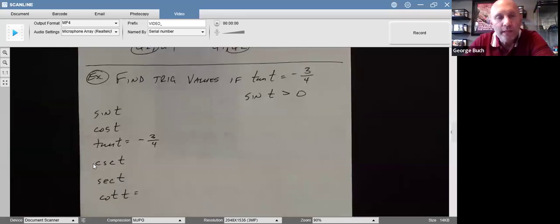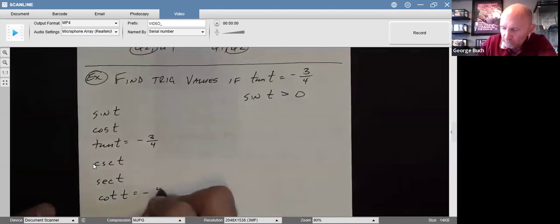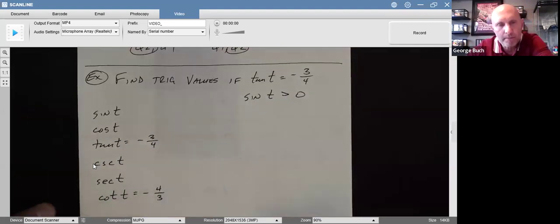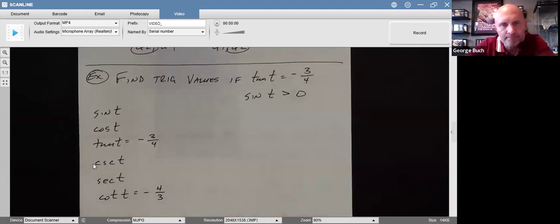So the easiest one to do is what? Cotangent. Why? Because cotangent is just the reciprocal of tangent. So if tangent is negative 3/4, cotangent is negative 4/3. I just flip it. But for the rest of these, man, I'm stuck. I'm not sure what I should be doing here.